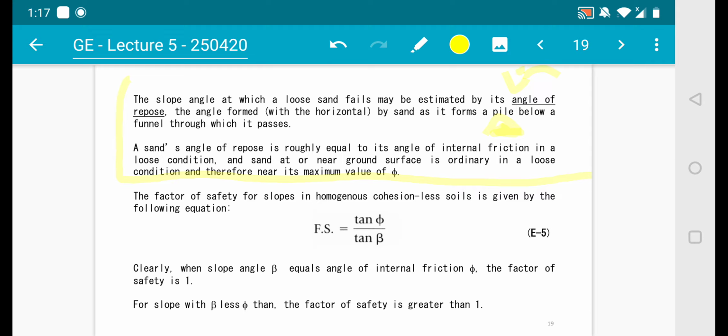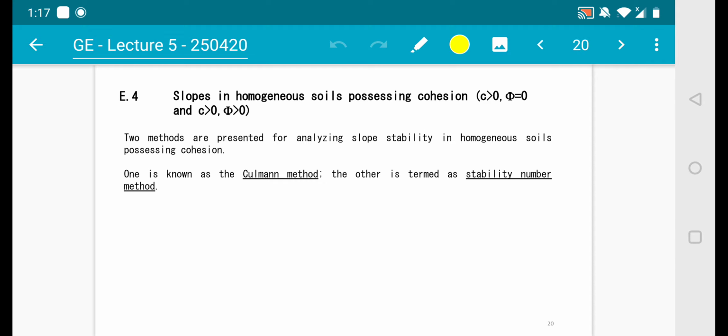Now the factor of safety for slopes in homogeneous cohesionless soils is given by the following equation. Factor of safety equals tangent of internal friction angle over tangent of beta. Clearly, when slope angle beta equals the internal friction angle, the factor of safety is 1. For a slope with beta less than the internal friction angle, the factor of safety is greater than 1. Simple maths.